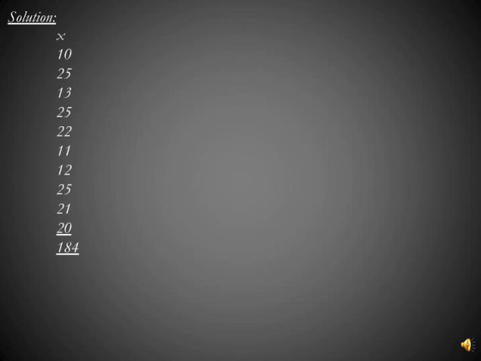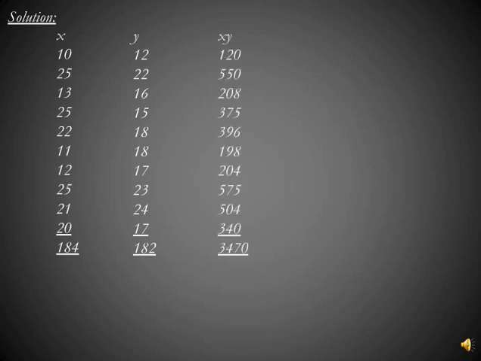First, the x values are given. As per the formula, you have to find its sum in the end. Then the y values will be written and you will calculate its sum. Then, as per the formula, we have to calculate xy. So, you will multiply each value of x by each value of y and you will get xy. Say for example, 10 into 12 you will get 120, 25 into 22 you will get 550, then 13 into 16 you will get 208 and so on. And at the end you will do its sum.